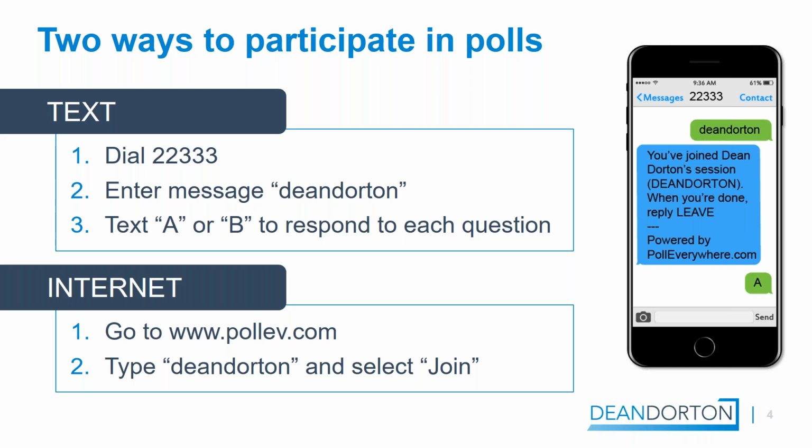If you can, please, with your phone, text all lowercase Dean Dorton, all one word, to 22333. Or if you don't want to use your phone, in a web browser you can go to www.pollev.com, type Dean Dorton, all lowercase, and select join. That will allow you to join our polling software. Then for each question, you're just going to send the letter as your response. I'll wait about 30 seconds or so so that everyone has time to do that and has this information up on screen.